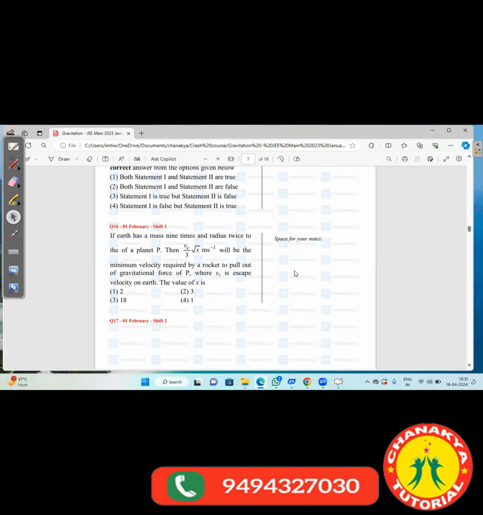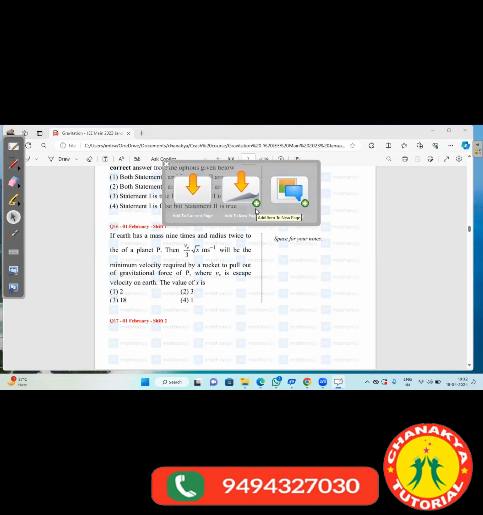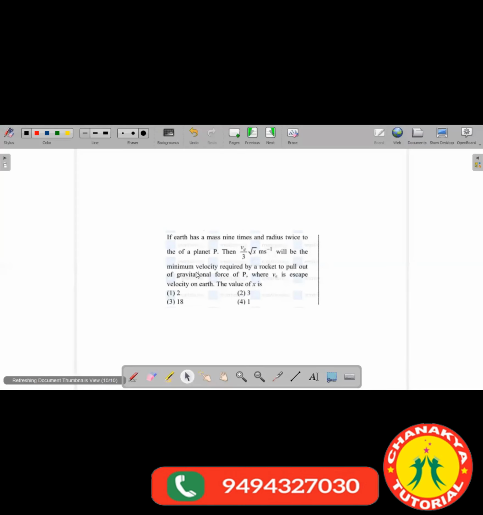So this question, as we discussed, is related to the escape velocity of a planet. So what is the formula for the escape velocity? How can we find out the escape velocity? See, the concept of finding the escape velocity is that whatever is the binding potential energy of the planet or of the Earth should be equal to the kinetic energy possessed by the satellite. Then only the satellite will be free from the gravitational pull.